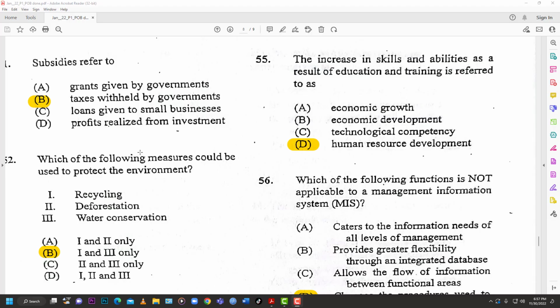Then we have 52, which of the following measures could be used to protect the environment? And this is an old but goodie question. You have some options: recycling, deforestation, water conservation. A lot of persons think deforestation should be included, but no, that's when they're cutting down the trees. Reforestation is replanting of the trees. So the answer is recycling and water conservation, which is B, 1 and 3. B, 1 and 3. That's the answer for number 52.